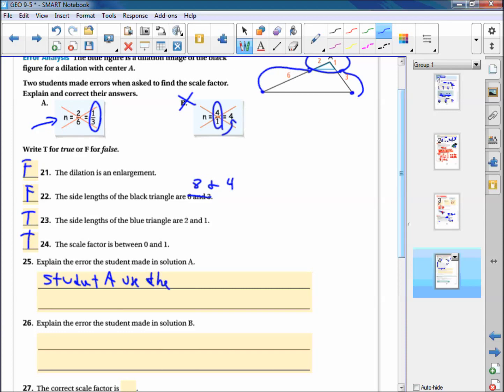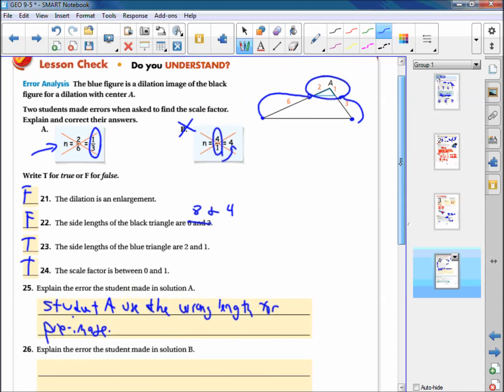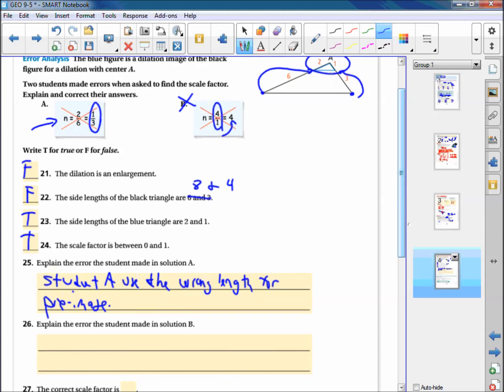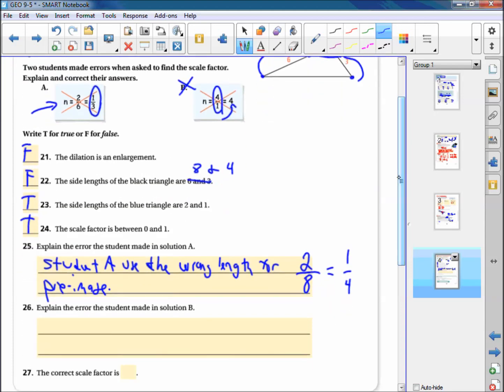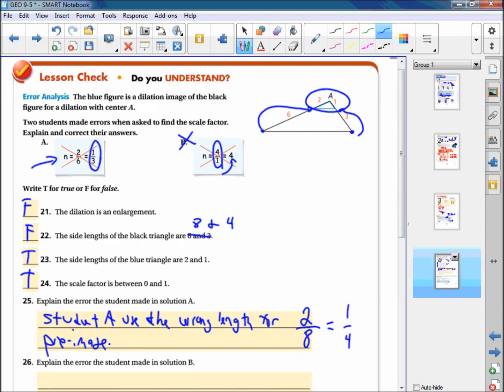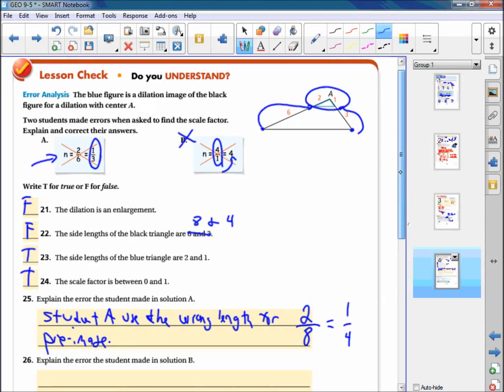So student A used the wrong length for the pre-image. Okay. So they should have done something like this. Theirs would have been instead the new one, 2, divided by the original or the pre-image, which was 8, and should have gotten 1/4. Okay, so 2 to 8 is what they were looking for. They got confused and used 2 to 6, but remember 6 is not the whole length of that side of the triangle for the pre-image. It's just part of it.